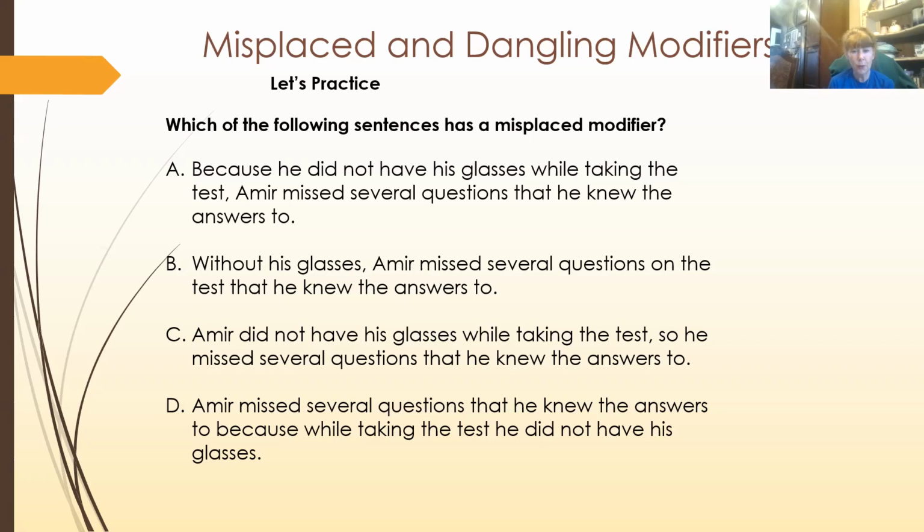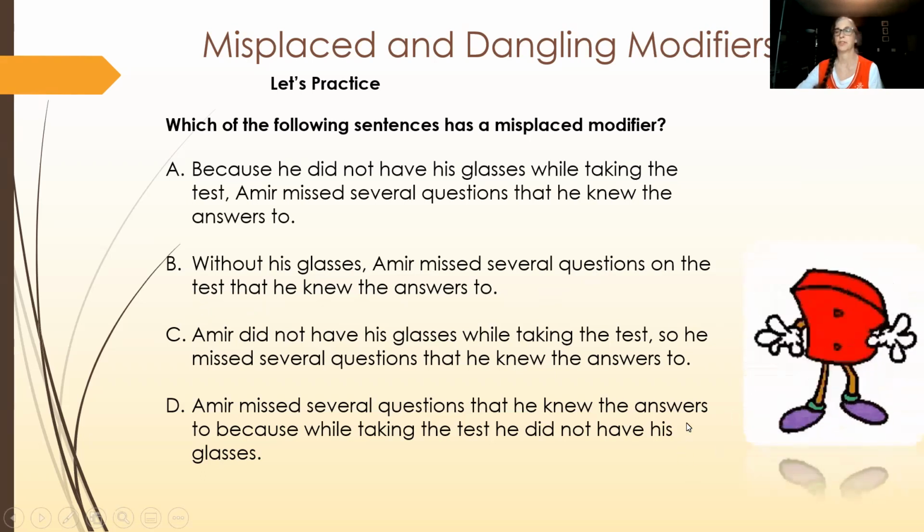That one's hard. So, because he did not have his glasses while taking the test. I think B is a misplaced modifier. Excellent. Yeah. Because that he knew the answers to comes right after test, and that is not what's being modified. Questions is what is being modified. Good job. Yeah, that was tricky.